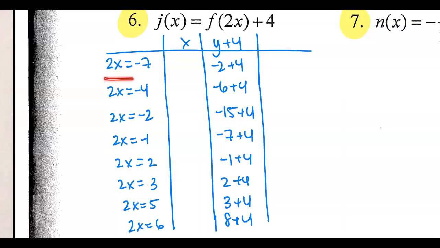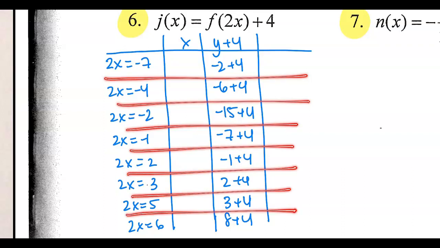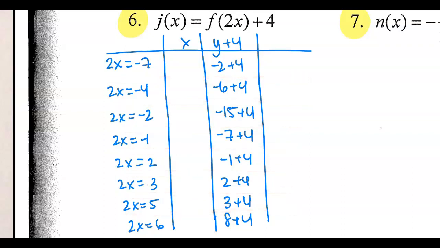Notice that I'm trying to keep each of these in line with the number next to it. So if you want to draw horizontal lines going through all of these, you can, just to separate them. But I can kind of see where I'm going with each question. From here, we're just going to simplify. So I'm going to divide these by 2.